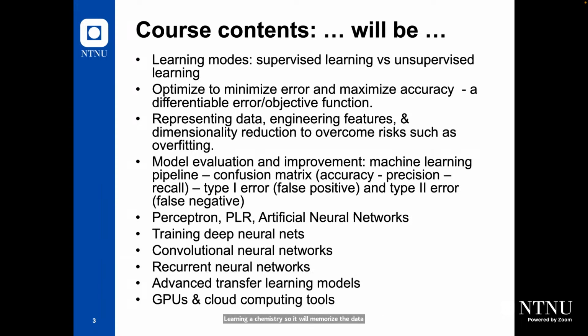Model evaluation and improvement, for example the machine learning pipeline. We need to understand the machine learning pipeline and how to implement it. We need to know the confusion matrix and understand the meaning of the numbers in it. We have something called accuracy, precision, recall. We need to understand the meaning of precision and recall. Also the F1 score, for example, type 1 error and type 2 error. Type 1 error is false positive, and type 2 error is false negative. So we have false positive and false negative.